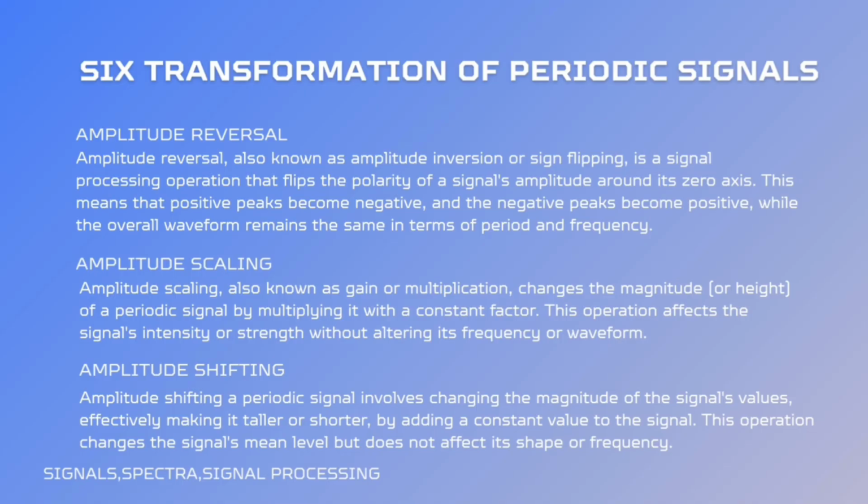Amplitude shifting. Amplitude shifting a periodic signal involves changing the magnitude of the signal's values, effectively making it taller or shorter by adding a constant value to the signal. This operation changes the signal's mean level, but does not affect its shape or frequency.